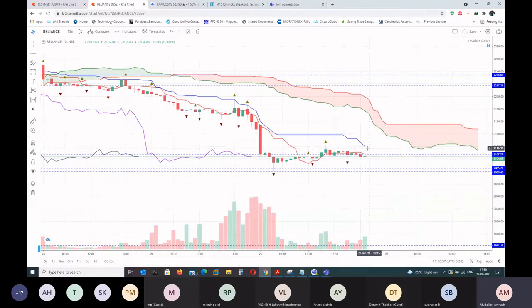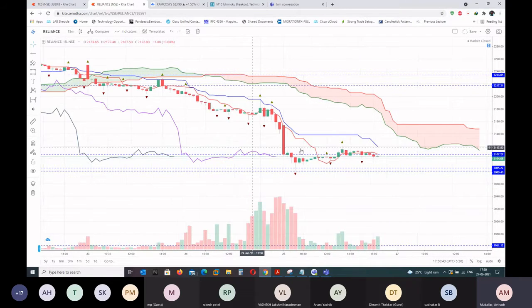So either you exit when the candle is closing above the Kijun Sen, or when you see the opposite crossover. Okay, so those are the two kinds of exits.